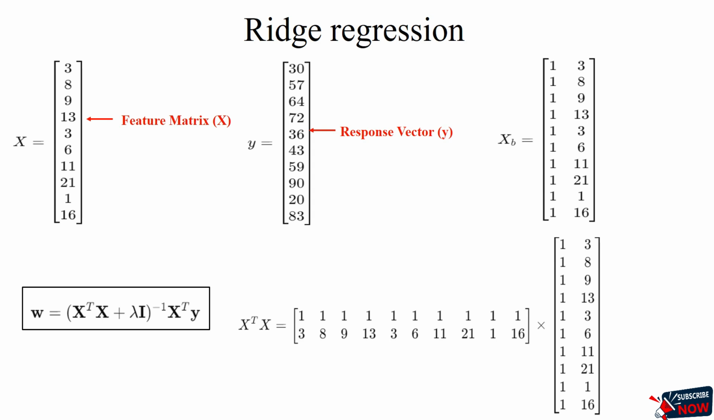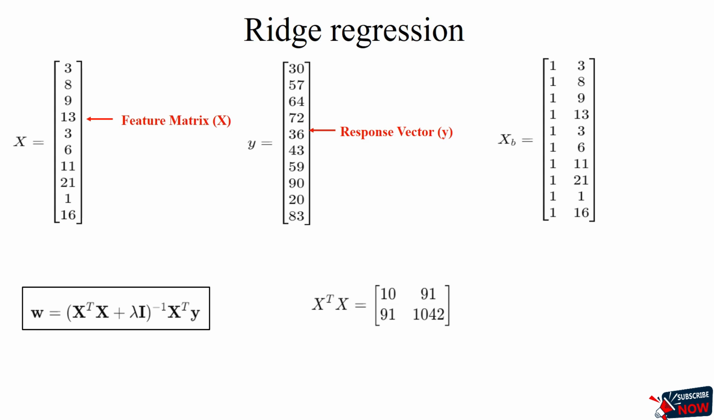Here, the first factor to be computed is X transpose X. For the X matrix, we compute the transpose. This is X transpose. We find the product of X transpose with the actual X. The first product we compute is X transpose X, which gives the result 10, 91, 91, 1042. This is the value of X transpose X.